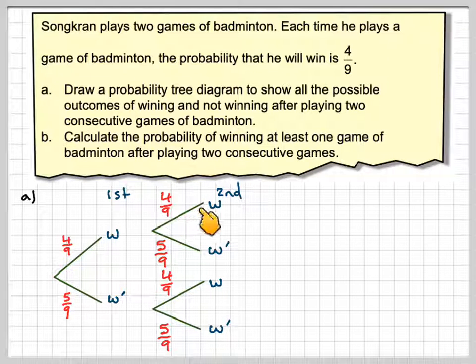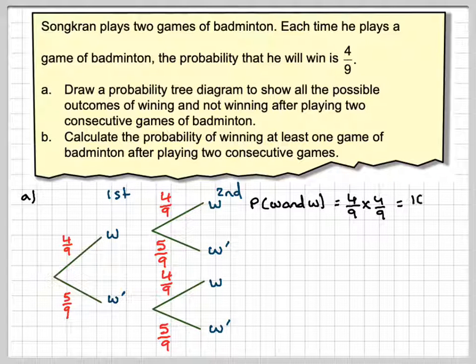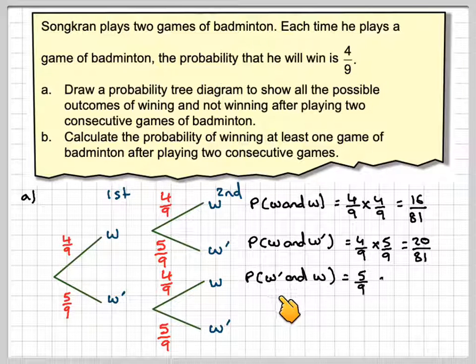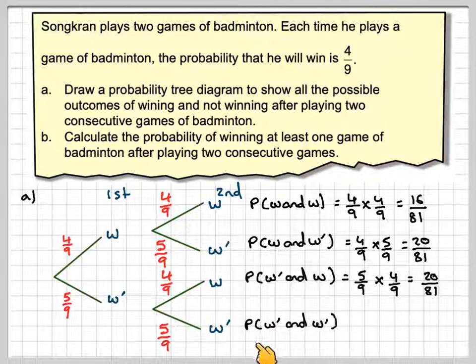To work out the probabilities, we need to multiply. So the probability of winning and winning will be 4/9 times 4/9, which is 16 out of 81. The probability of winning and not winning is 4/9 times 5/9, which is 20 out of 81. The probability of not winning and then winning is 5/9 times 4/9, which is 20 out of 81. And the probability of not winning and not winning is 5/9 times 5/9, which is 25 out of 81. You should check that these add up to 1.